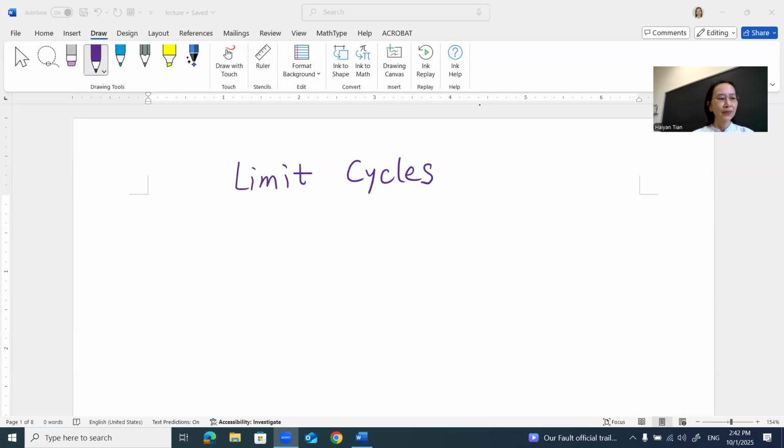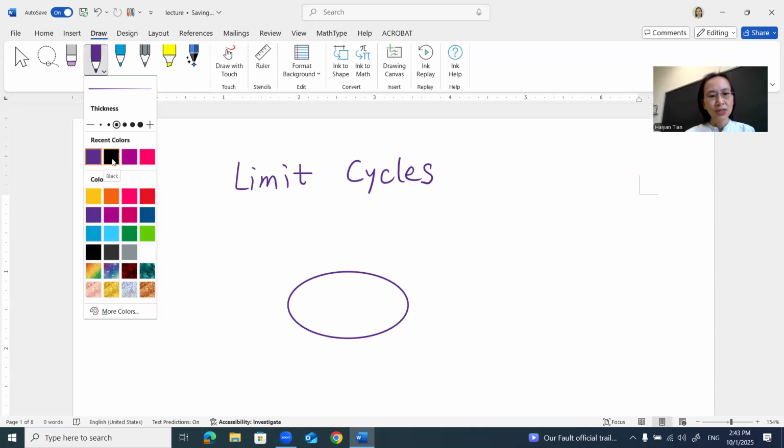A limit cycle for a system of differential equations is a closed integral curve. For example, a closed integral curve that has the property that it attracts or repels nearby integral curves. So we can draw some nearby integral curves.